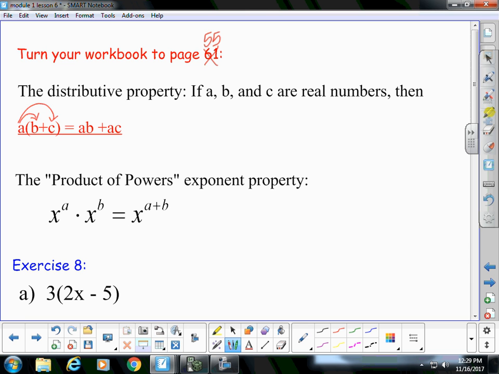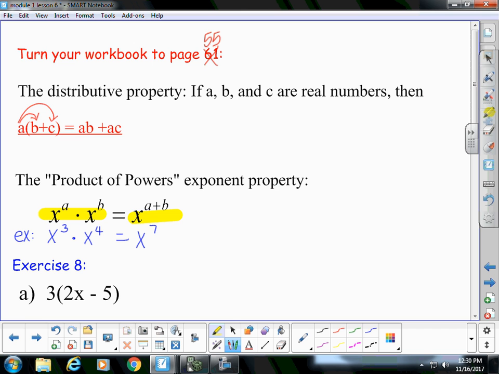Okay, and then the next thing we're going to talk about also, which is going to be part of the distributive property, is the product of powers exponent property. And this one says if you have x to the a power times x to the b power, then that's equal to x to the a plus b power. And I'll show you a quick example of that. If we have something like x to the third power times x to the fourth power, the answer is going to actually be x to the 7th power. You take the two powers and you add them up.